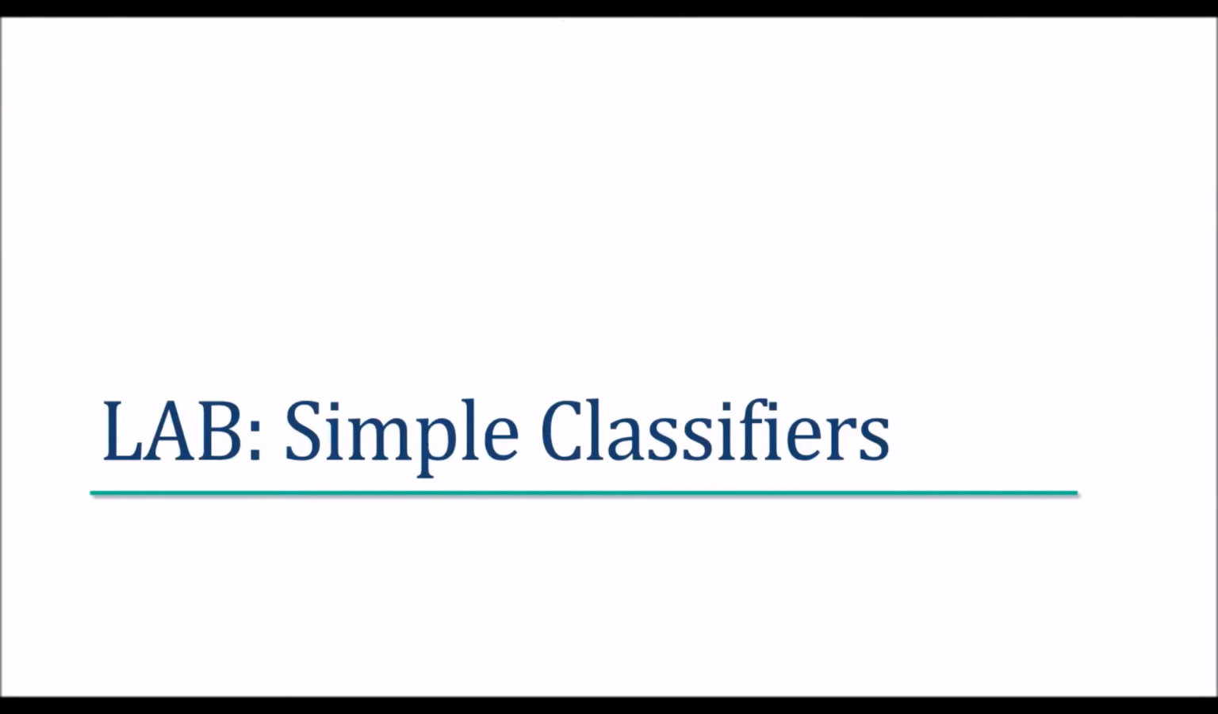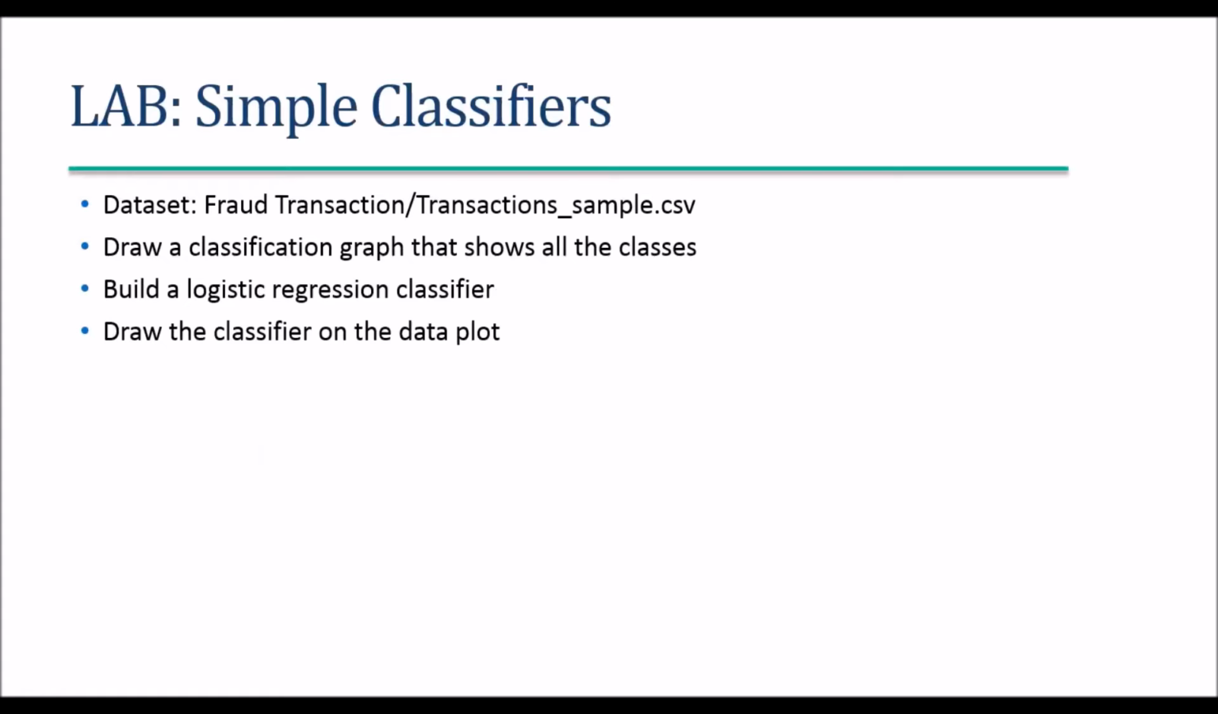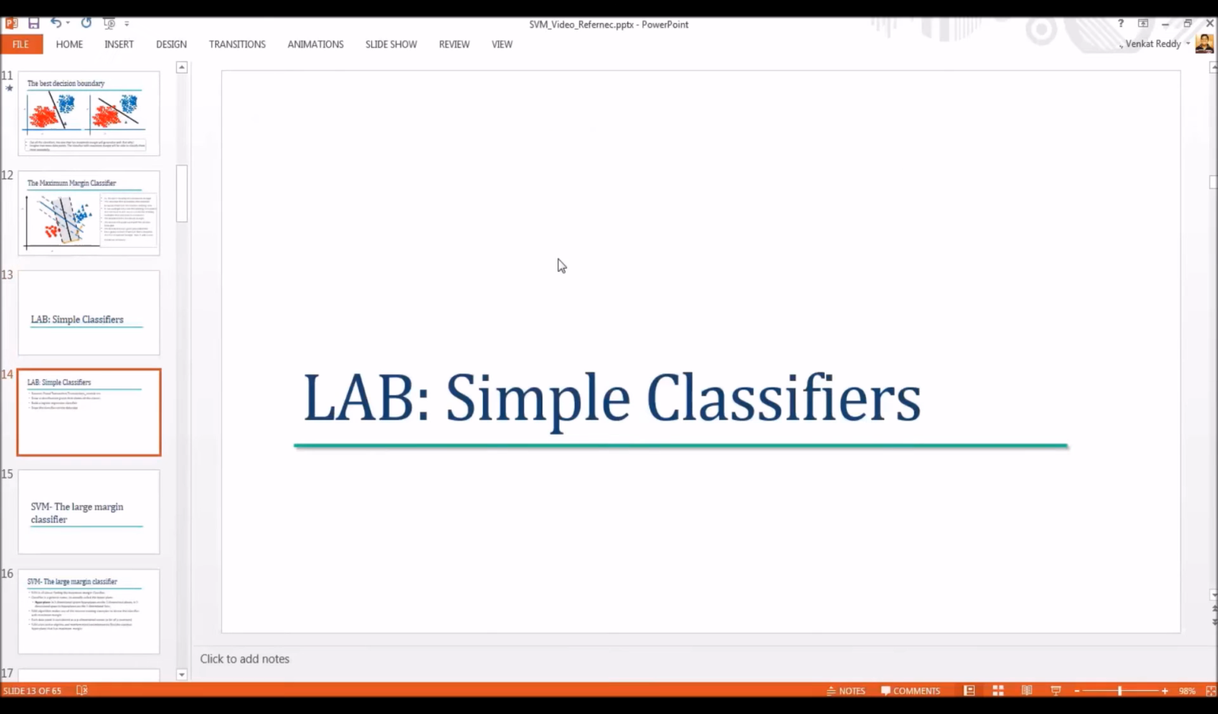Let us see an example of how to build a simple classifier. A simple classifier is nothing but something like a logistic regression model, where we just get a decision boundary to separate class 1 from class 2. So in this example we will try fraud transaction data, and we will try to fit a logistic regression classifier and draw a classifier plot on that data.